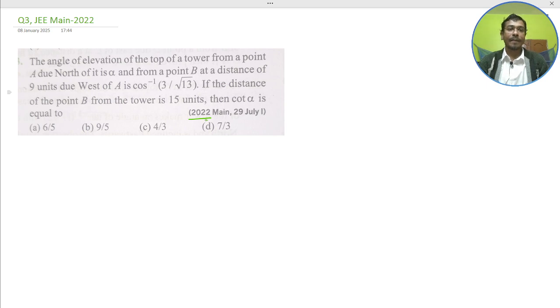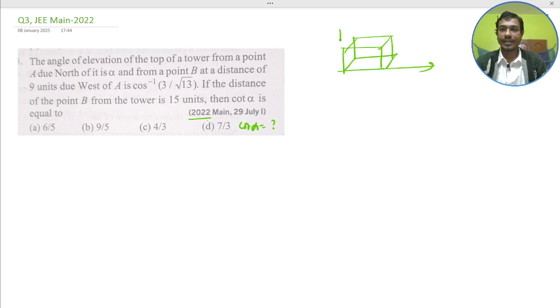The angle of elevation of the top of a tower from a point A due north of it is alpha, and from a point B at a distance of 9 units due west of A, it is cos inverse 3 by root 13. If the distance of the point B from the tower is 15 units, you have to find the value of cot alpha. Cot alpha equal to what? I just draw a picture for your simplicity, that this is a reference and suppose this is a tower. I just draw it in 3D dimensions.